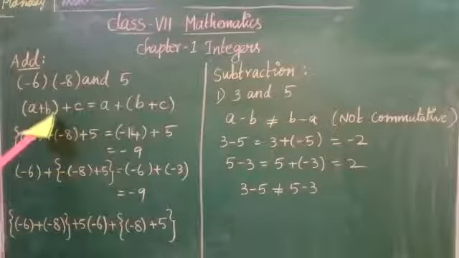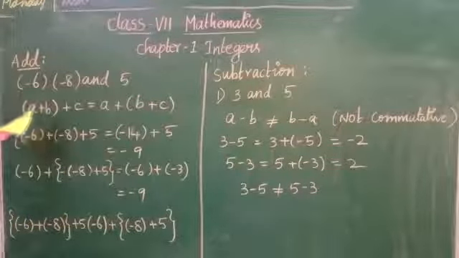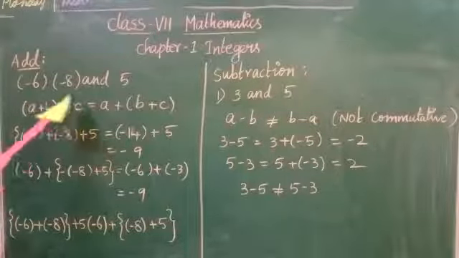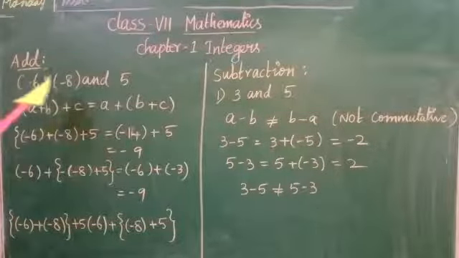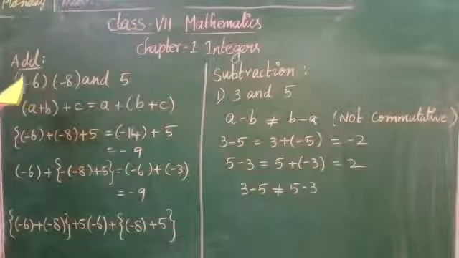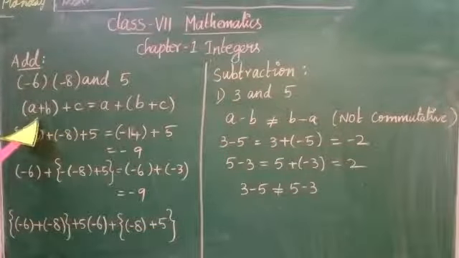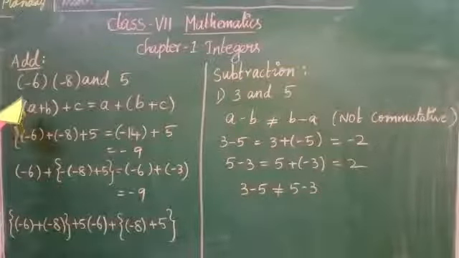What is the commutative property? A plus B is equal to B plus A. So when you interchange the values, the value does not change. Only the places will be changed. The value does not change, that is what they say in the commutative property. Yes, children? Yes. Now we enter the board.